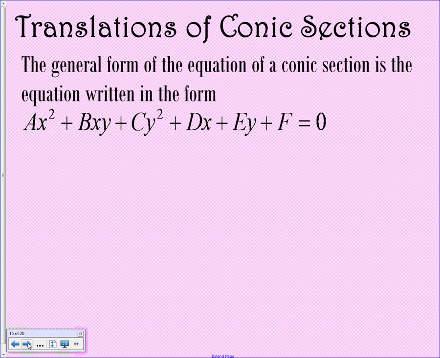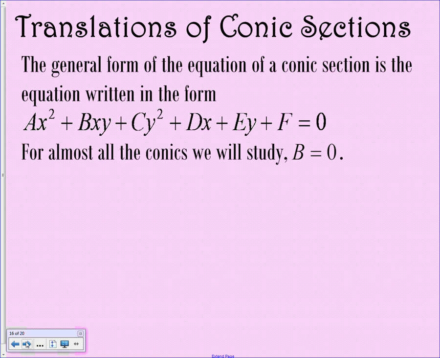But before we get there, we've got the general form of any conic section can be written in this form. Ax squared plus bxy plus cy squared plus dx plus ey plus f equals 0. So all of them in the general form would look like that. Now, we are not going to look at ones right now where we have an xy term. We're going to look at that at the very end of the year, but for almost everything else that we're going to study, the b is going to equal 0. So you're only going to have those other terms to work with.